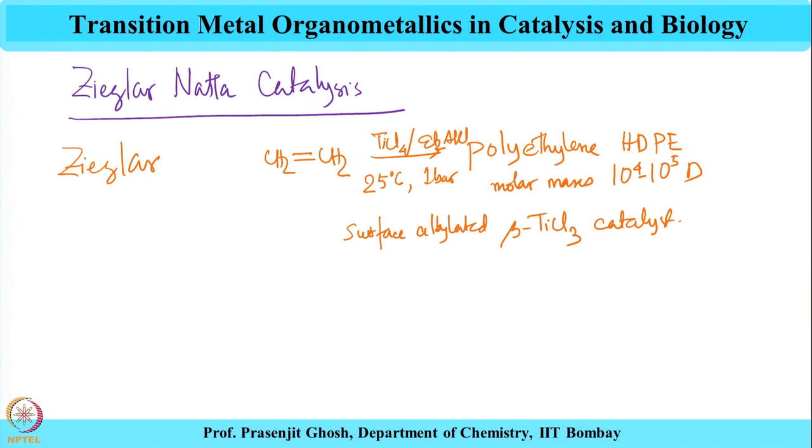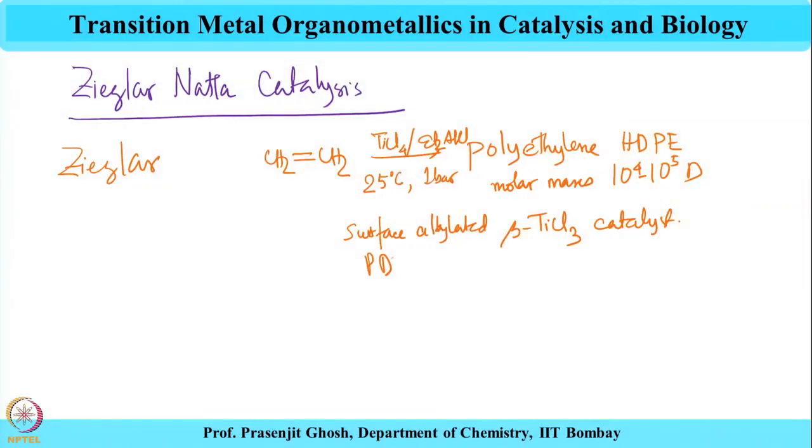Now, this had been Ziegler's contribution in Ziegler-Natta catalysis, and he is the first one to have identified this polymerization procedure of ethylene to give polyethylene of very high molecular weight, and that too under ambient condition using titanium tetrachloride and diethyl aluminum chloride at 1 bar pressure. And the active species is supposed to be the surface alkylated beta TiCl3 catalyst, which is generated from the reaction of TiCl4 and diethyl aluminum chloride.